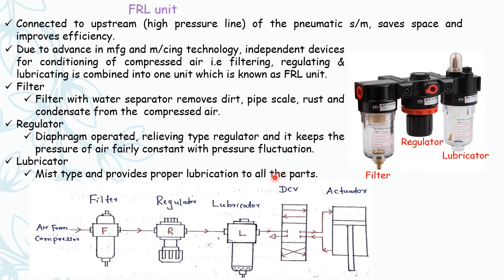In order to provide lubrication for the pneumatic systems, that's why we call it a mist type. In hydraulic systems, since the fluid itself is oil, that oil itself will provide lubrication to the hydraulic systems, whereas you don't have oil in case of pneumatic systems. So in order to have proper lubrication for pneumatic systems, you have lubricators. So this is a brief introduction of FRL unit.